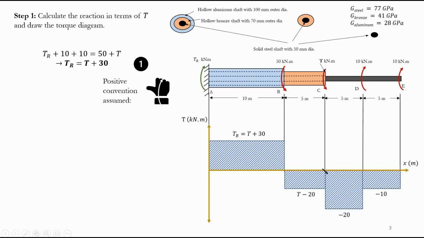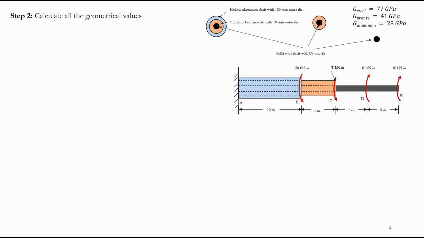Now, the second step is to calculate all the geometrical values, and in this case, it's the polar moment of inertia. So calculate the J for the steel, for the bronze, and for the aluminum in this section. Again, the J is dependent on your cross section, not the material or anything.